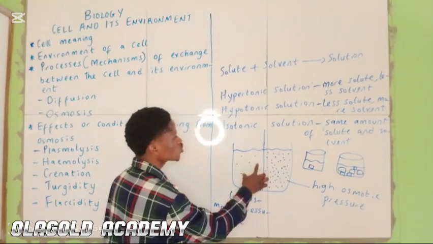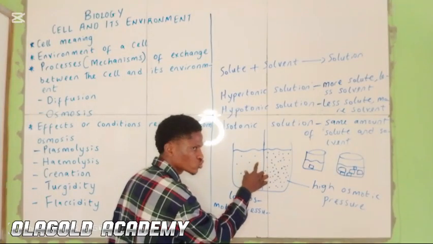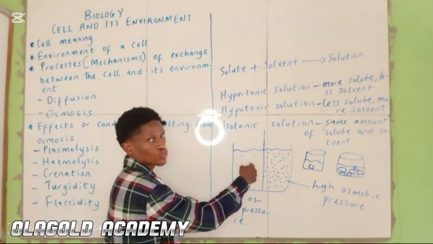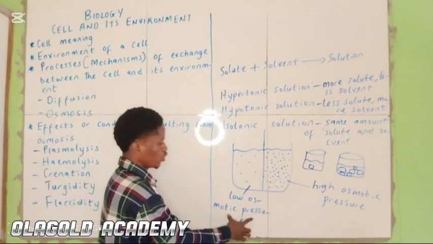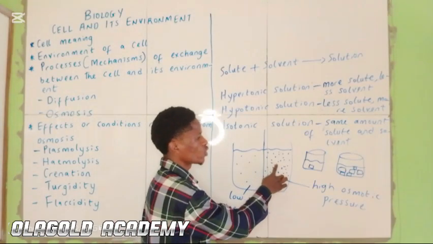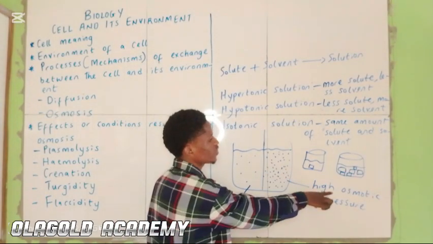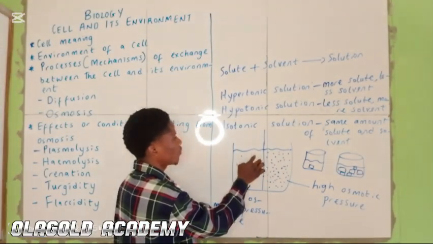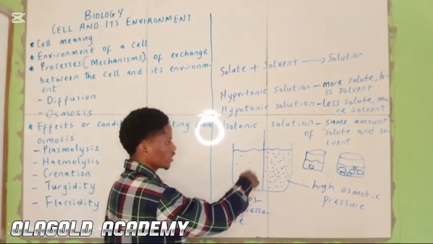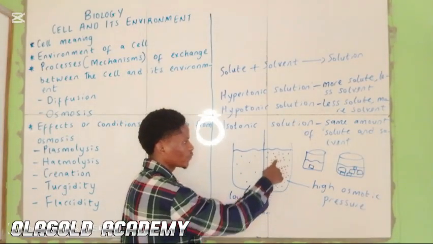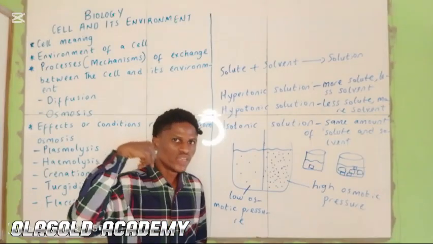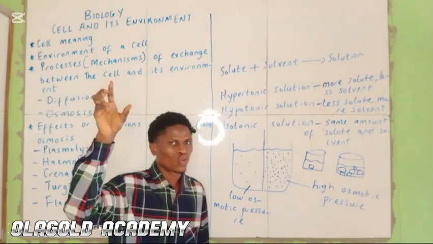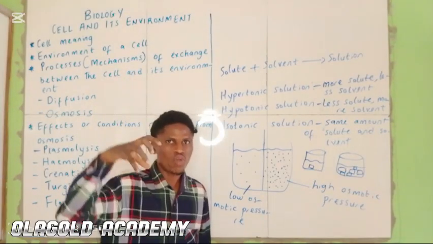I repeat, this one contains more water molecules than this one here. This one contains less solute, so it has low osmotic pressure. This one contains more solute, so it has high osmotic pressure. There are more water molecules here. There are less water molecules here. Remember, osmosis is the movement of what? Water molecules from the region of higher concentration to the region of lower concentration.